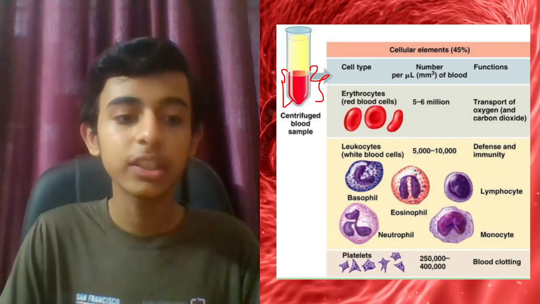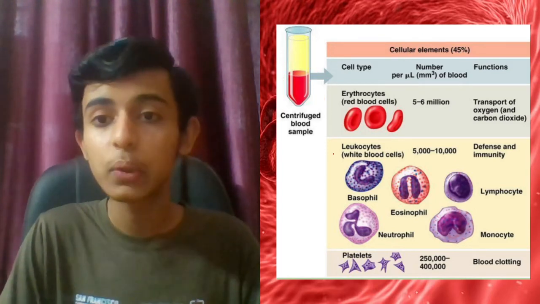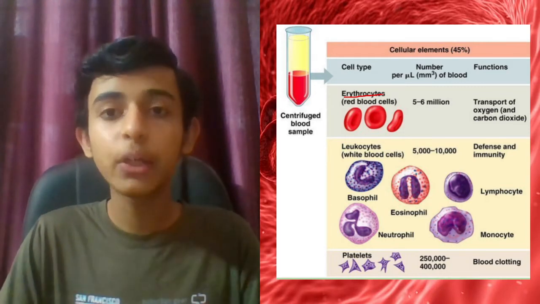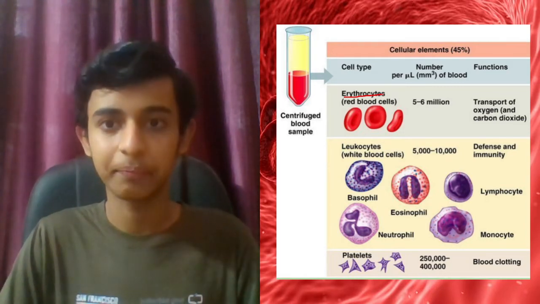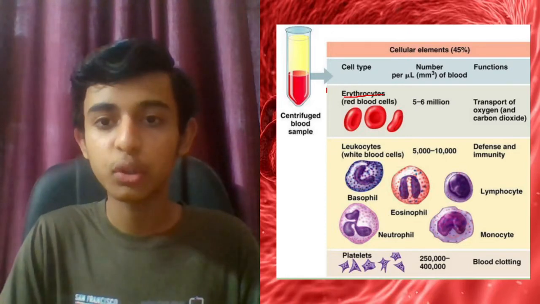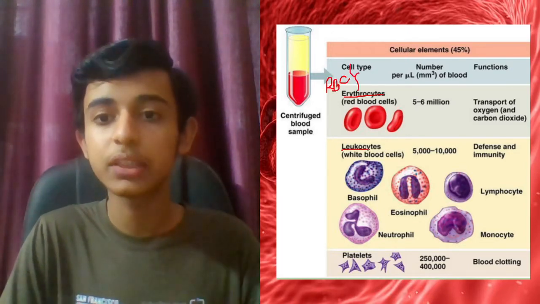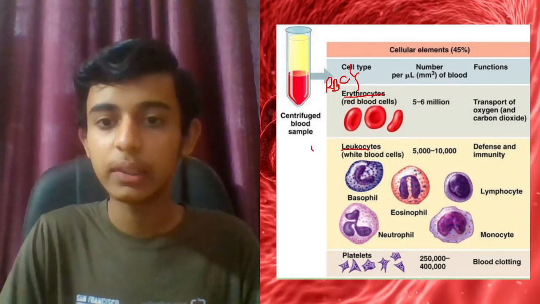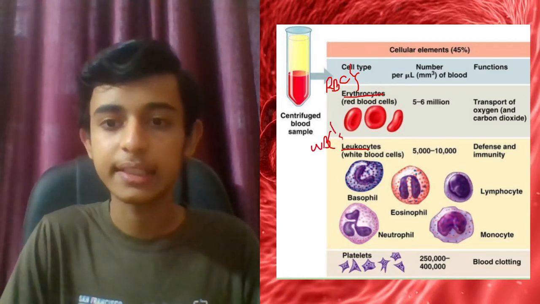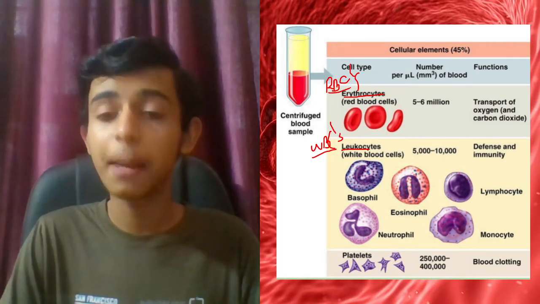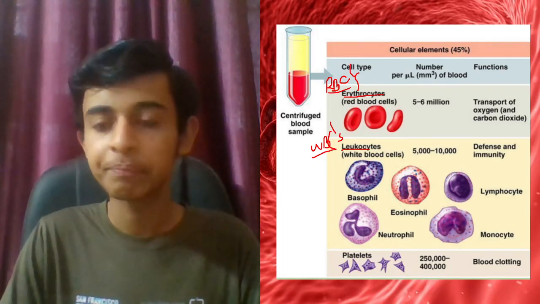So number one, the first component of blood that we'll be learning about is your erythrocytes. Remember people, erythro in biology means red. So erythrocytes are your red blood cells. And leuco in biology means white. So leukocytes will be your WBCs, white blood cells. But first let's understand about RBCs, that is your erythrocytes.